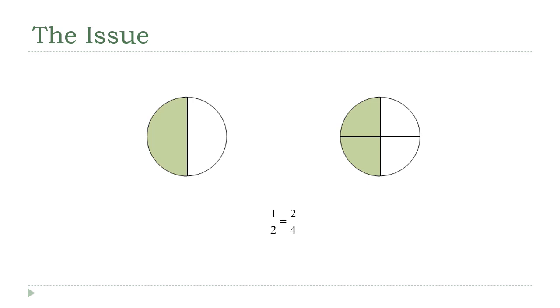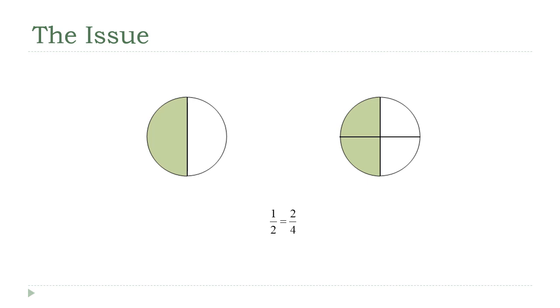So we saw in the last lecture, when we were talking about defining rational numbers, that there's a little bit of an issue. It's possible to represent a single quantity in more than one way using fractions. For example, here I have 1/2 and 2/4. They both represent the same part of the circle, even though the numbers are different.